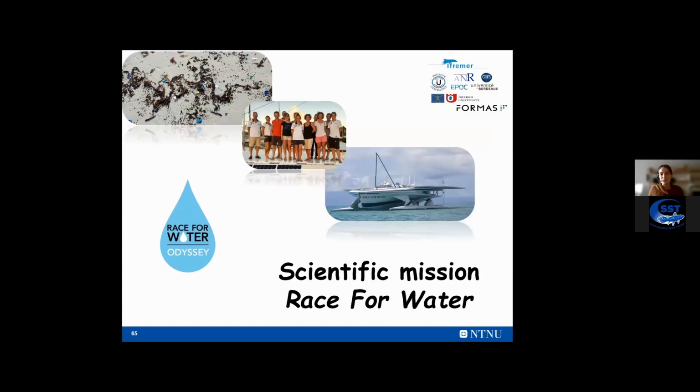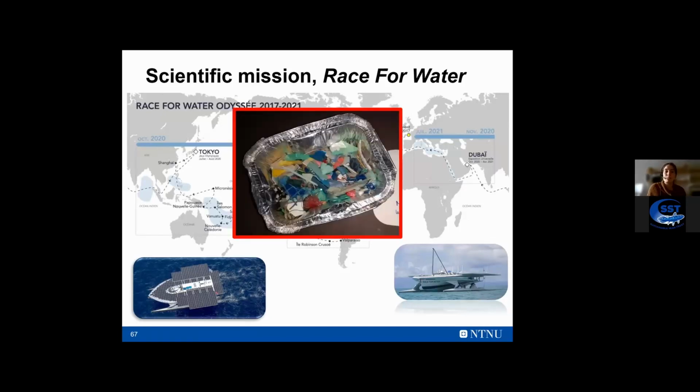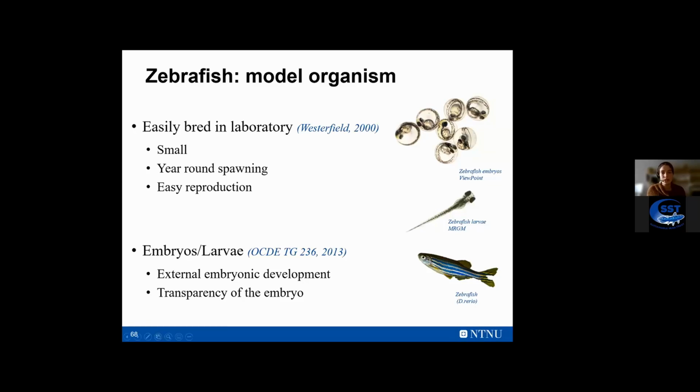And now I'm going to show you some results that we got from a scientific mission that we did with Race for Water, using this boat. This is the whole trip of the boat, and they were collecting microplastic samples across the entire world to try to explain the toxicity of microplastic. We went to the Guadeloupe Archipelago, a French archipelago, and we collected some microplastics. And we used the zebrafish as a model organism. This is the zebrafish, and these are zebrafish embryos in the egg, and then the larvae.